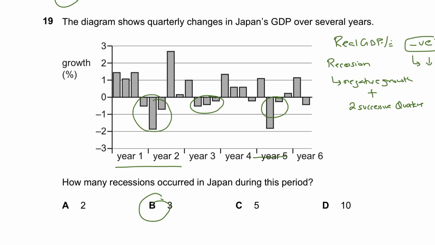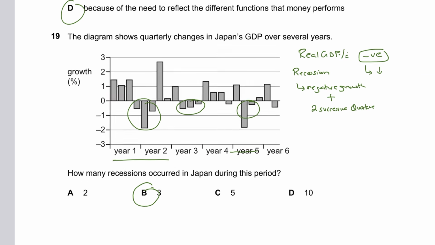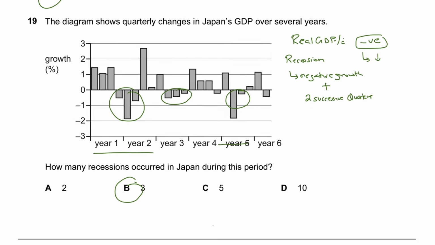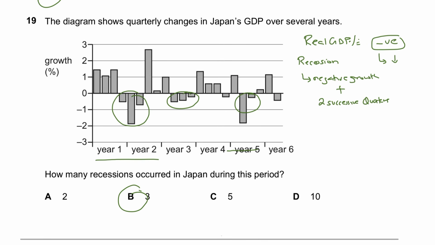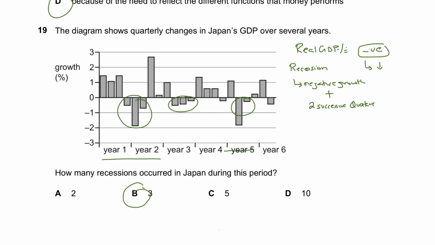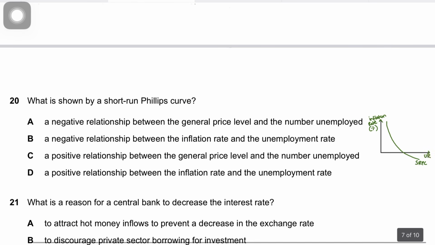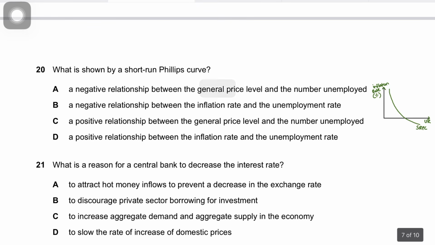This MCQ is testing your economic knowledge, that is, how you can decipher data where the time frame and growth rates are given. So this is a good MCQ, right? Now moving on to the next question. Question number 20 says, what is shown by the short-run Phillips curve?